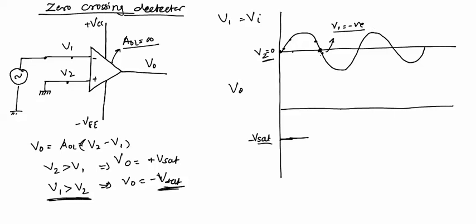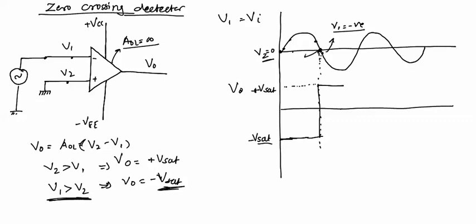So at this point, when both are 0, after this point the output will be switching from minus Vsat to plus Vsat, because after this point the V1 voltage becomes less than V2 voltage. If V2 is greater than V1, then output is positive, and this positive voltage will be plus Vsat.